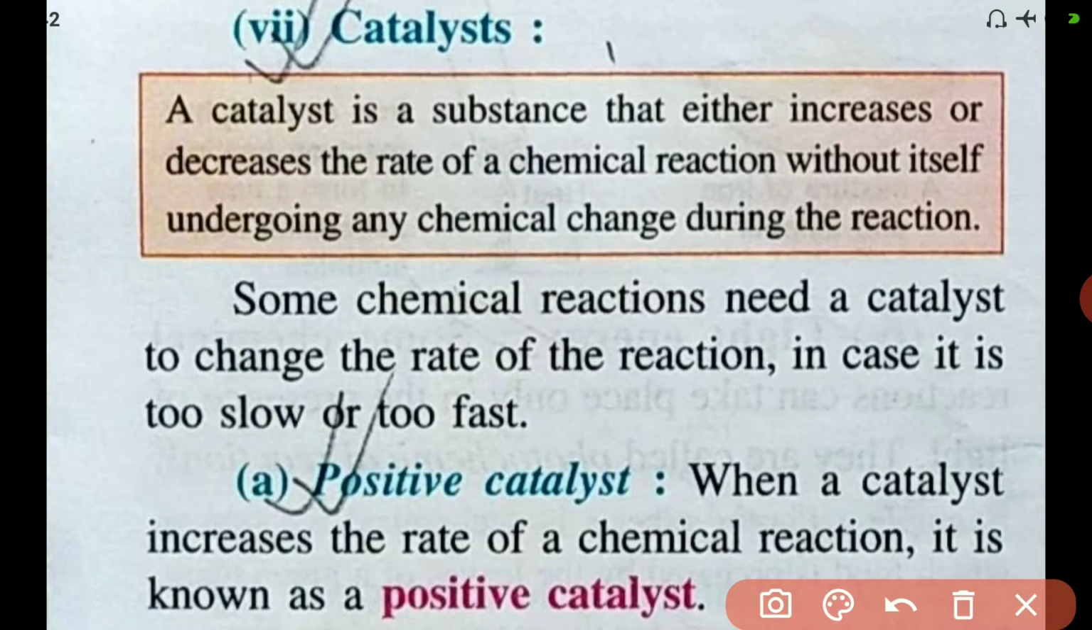Some chemical reactions need a catalyst either to speed it up or to slow it down. So there are two kinds of catalyst, one to speed up, the other to slow down. Positive catalysts are the catalysts that help the reaction to move faster. So when a catalyst increases the rate of reaction, it is known as a positive catalyst.